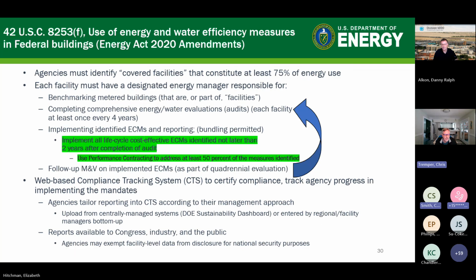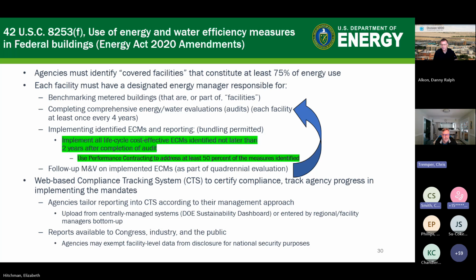Which I talk about at the bottom here. So the web-based compliance tracking system is what the Department of Energy Federal Energy Management Program uses to track agency progress across the government in implementing these mandates. And agencies tailor their reporting to their own needs. Some agencies upload data from the centrally managed systems, which is what DOE does with their DOE sustainability dashboard.